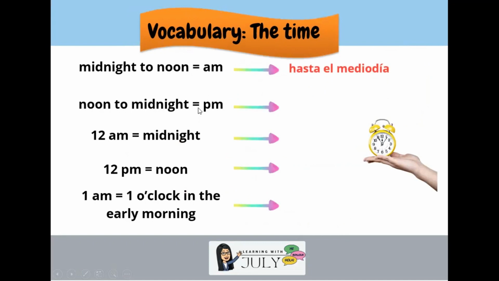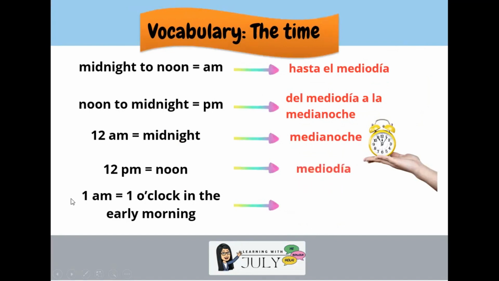Midnight to noon or AM, hasta el mediodía. Noon to midnight or PM, del mediodía hasta la medianoche. 12 AM or midnight, medianoche. 12 PM or noon, mediodía. 1 AM or 1 o'clock in the early morning, 1 de la mañana.